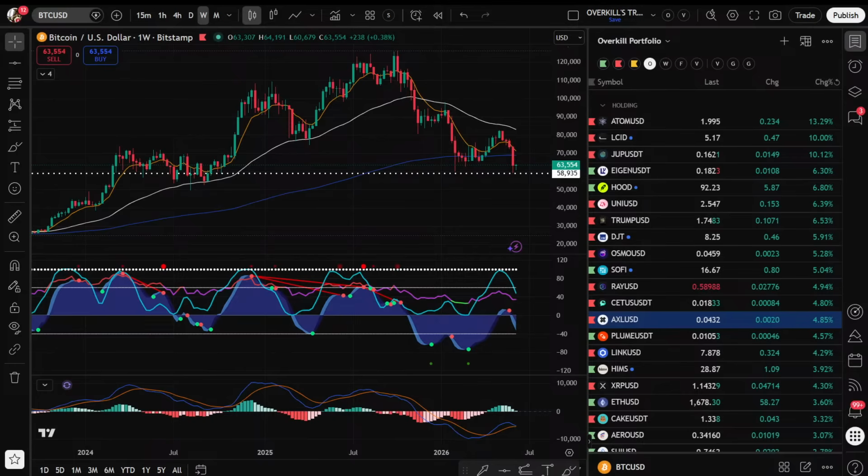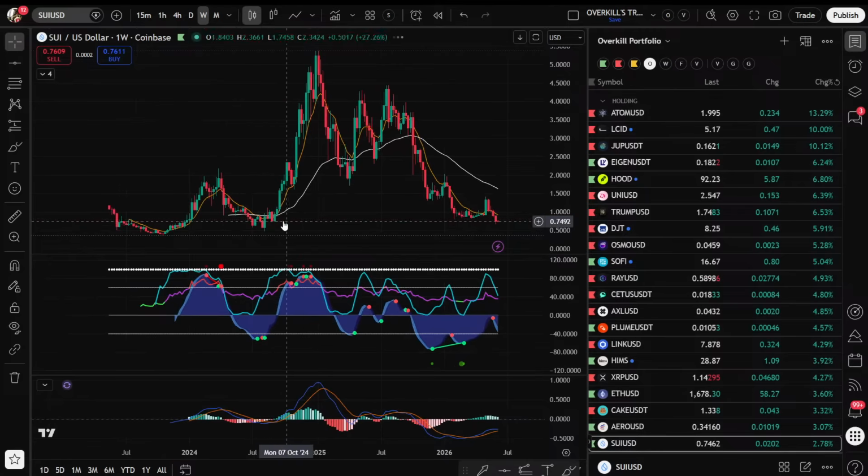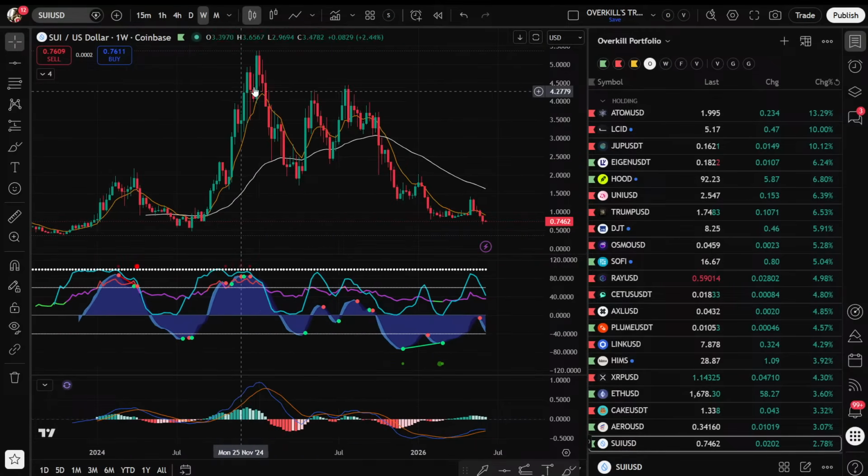What else we got here in the chat? Trav said he bought Sui, ETH, and Link today. Nice, dude. All very solid names. Sui, again, down here at the 2024 lows. Who was talking about Sui down here back in 2024? Nobody. But the whole world was talking about Sui up here at $5 telling you to buy. And just like how they were telling you to buy up here, they're telling you to sell now.